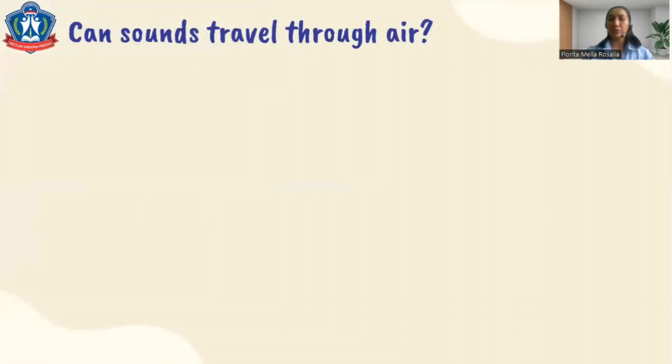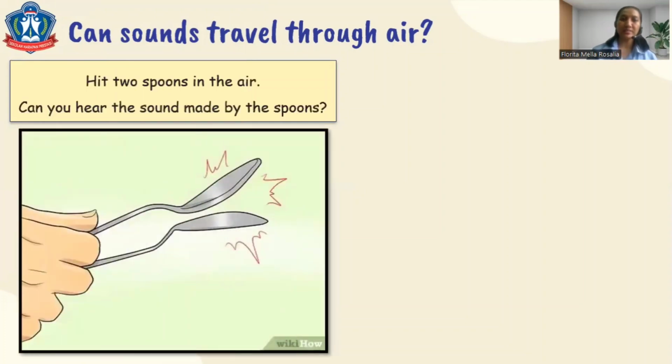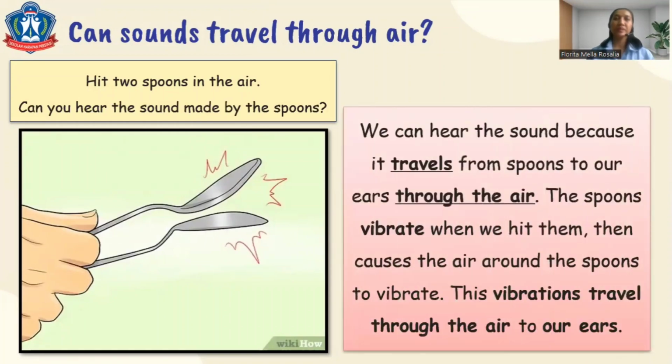So now, can sounds travel through air? I have several observations here. You can hit two spoons in the air. Can you hear the sound made by the spoons? Right, we can hear the sound because it travels from the spoons to our ears through the air. The spoons vibrate when we hit them, then this causes the air around the spoons to vibrate. This vibration travels through the air to our ears.